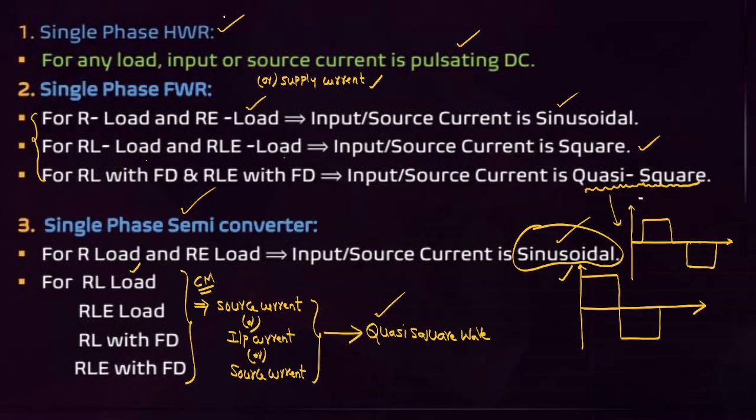Half wave rectifier, any load, only pulse weighting DC. Full wave rectifier, single phase, I'm talking about only single phase here. R load, RE load, sinusoidal. RL, RLE, square wave. With freewheeling diode, quasi wave. In single phase semi converter, R and RE loads, sinusoidal. Remaining loads, RL load, RLE load, with freewheeling diode, in all these cases only one waveform, that is quasi wave.